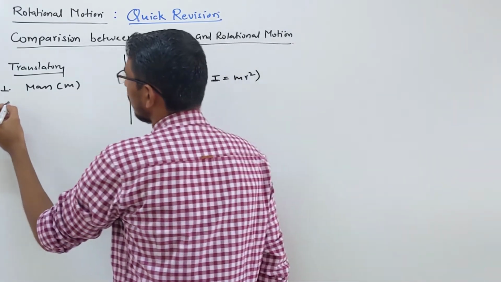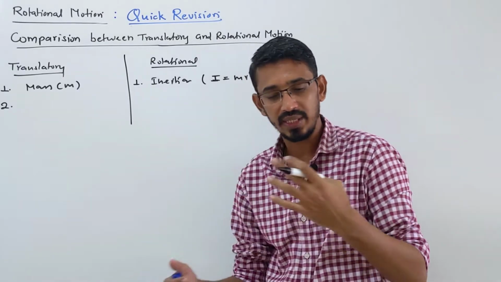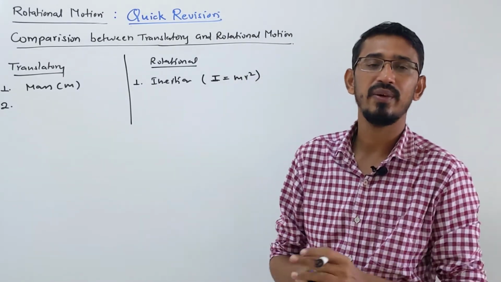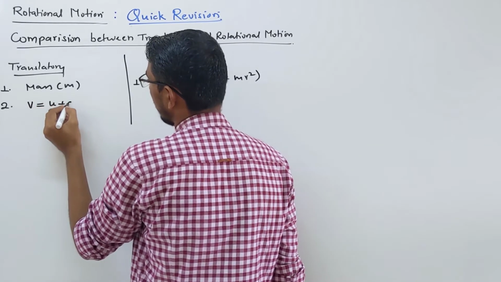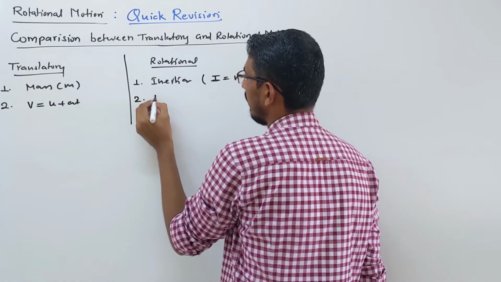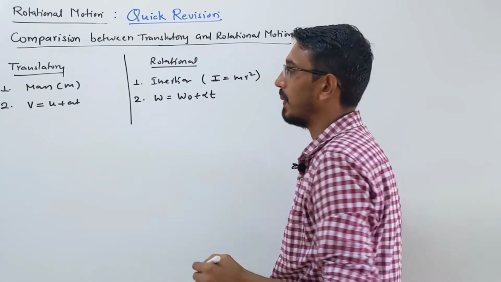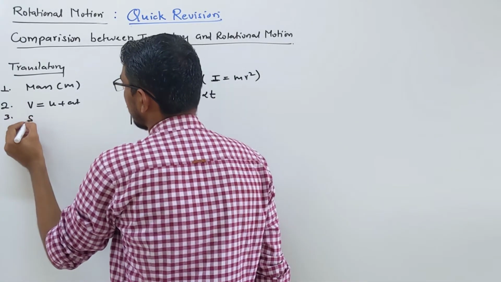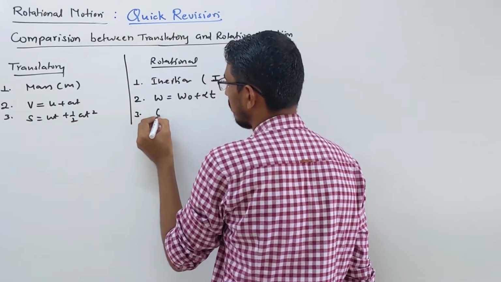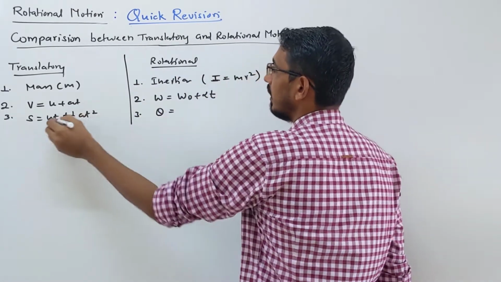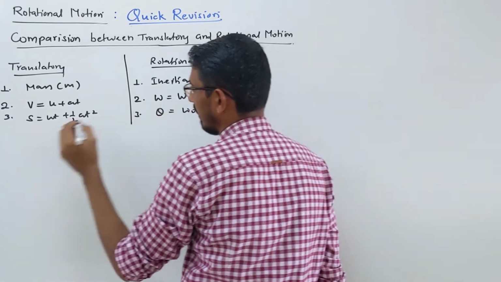Then the equations of motion. I am not writing separately angular velocity, angular displacement, angular acceleration; I am just writing the equations of motion. Generally you write v is equal to u plus at. The same equation you write here as omega is equal to omega naught plus alpha into t, right? Next equation: s is equal to ut plus half at square. The same equation here: s is called theta, angular displacement, initial velocity omega naught, plus half alpha into t square.